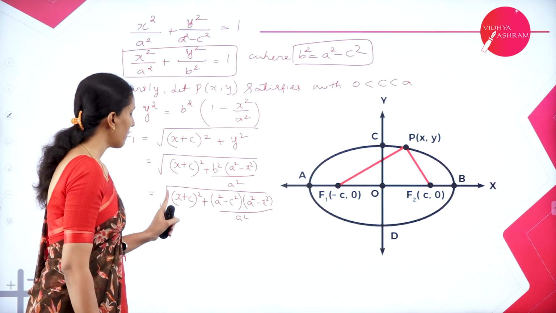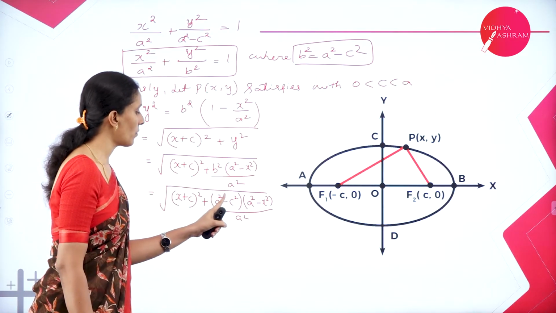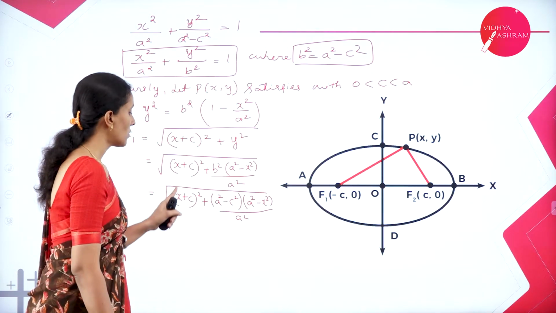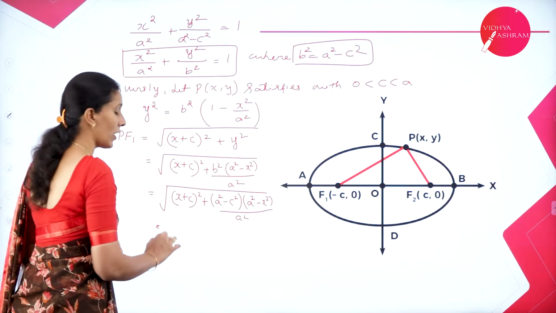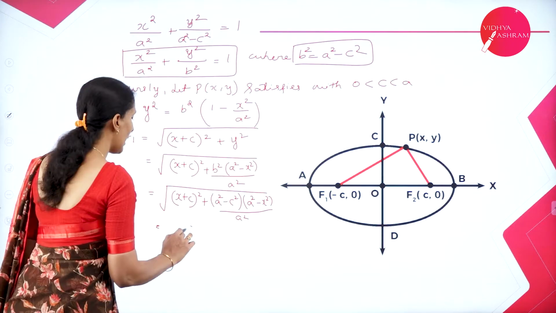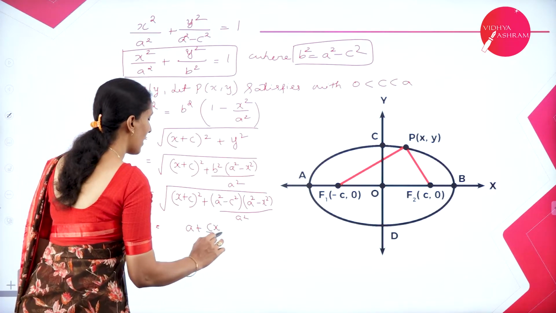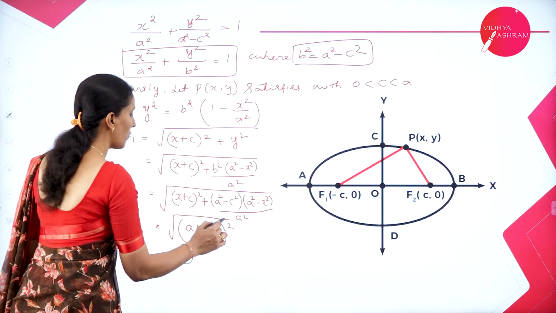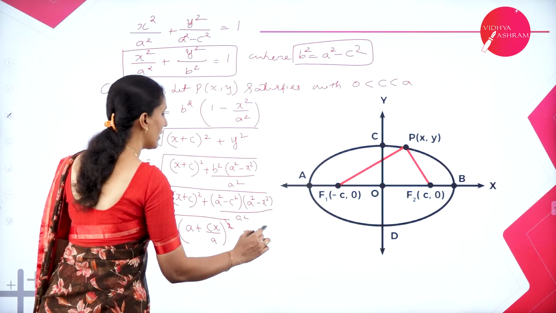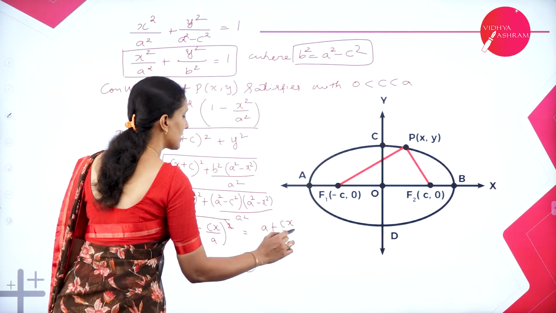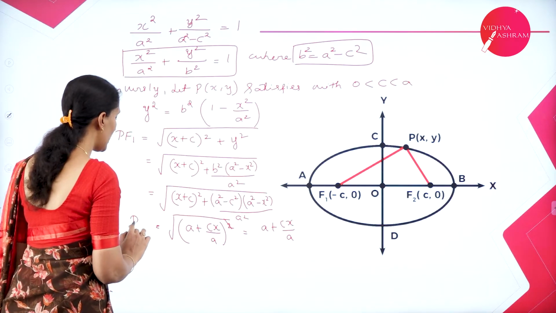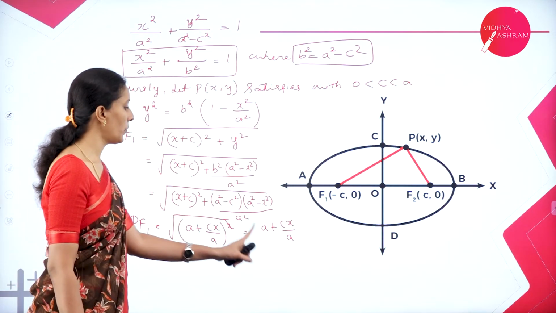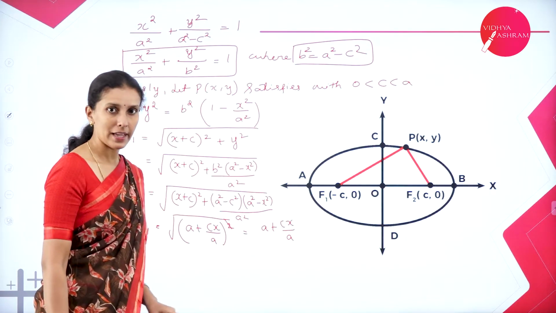Now we have x plus c whole square plus a square minus c square into a square minus x square divided by a square. Solving this inside the square root, you will get a plus cx by a whole square under the square root. So square and square root get cancelled. You can write this as a plus cx by a. So this is what you get for PF1. Now you have got PF1 is equal to a plus cx divided by a.